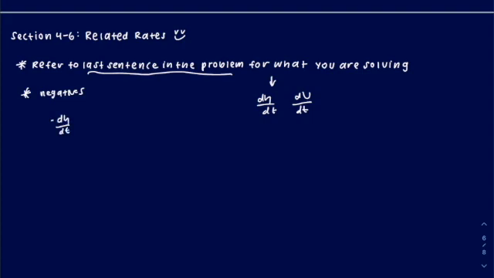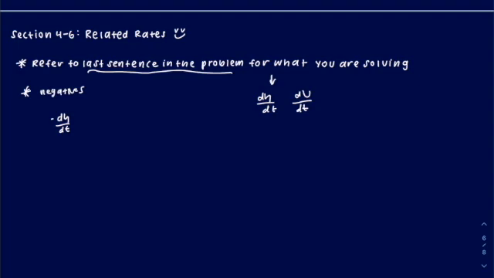If you're certain that the problem is saying that the rate is decreasing, make sure you put a negative on there. If you need additional help on related rates, I made a separate video on my channel, so go check that out if you need additional help.